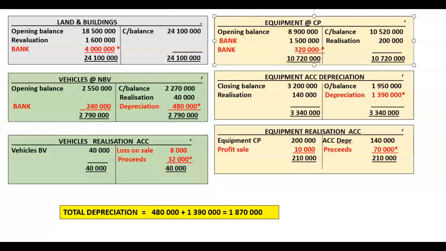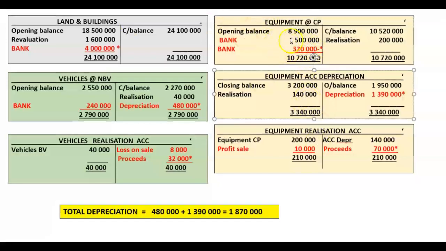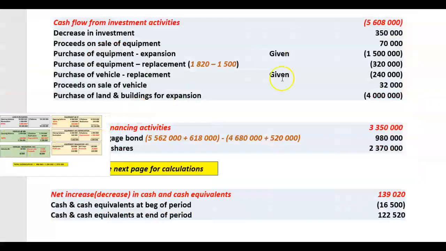There you are. So the total amount of the balancing figure, which they haven't given you, is actually only the 320,000. They gave you that there for that 1.5 million. That was actually then, there it is, for expansion purposes. So that means that the remaining 320,000 must have been for replacement purposes.